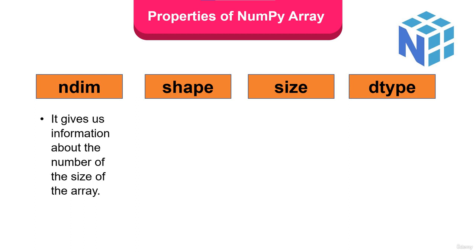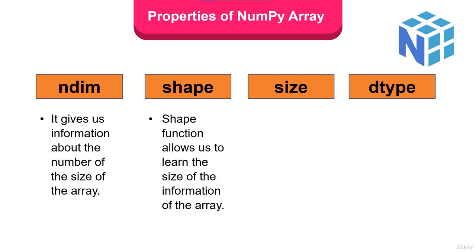The other function here is the shape function. The shape function allows us to learn the size information of the array. So, for example, 3 by 3 or 4 by 2, simple stuff. But it also allows us to reach its size information in a certain way.